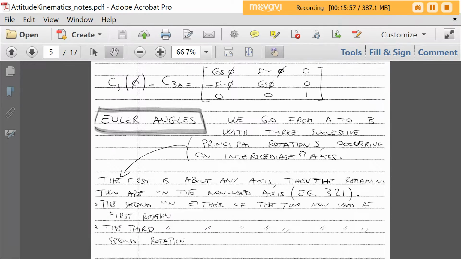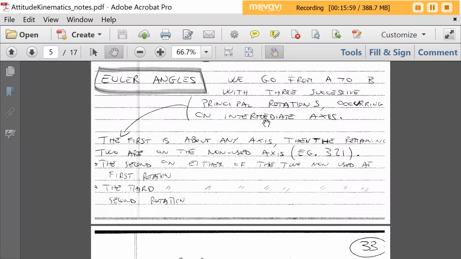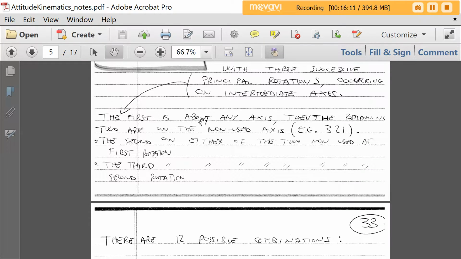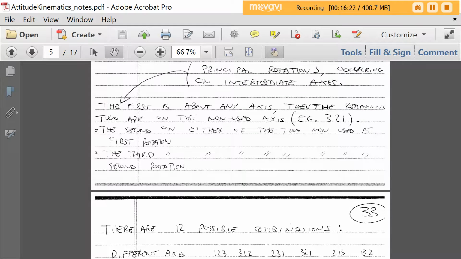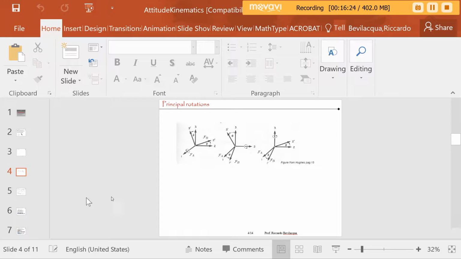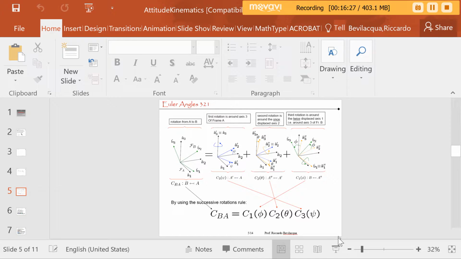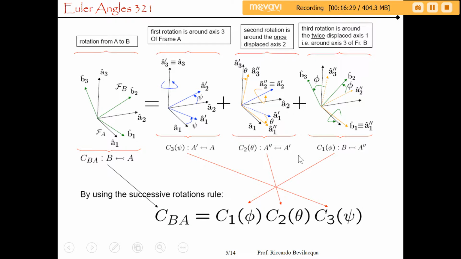And so Euler angles basically is just a way to go from the orientation from A to B to the final orientation with 3 successive principal rotations that occur on intermediate axes. The first is about any axis, then the remaining 2 are on the non-used axis. And the most common one that we've seen in astrodynamics as well is the 3, 2, 1 rotation, which is here depicted on the next slide. Let me make this bigger.